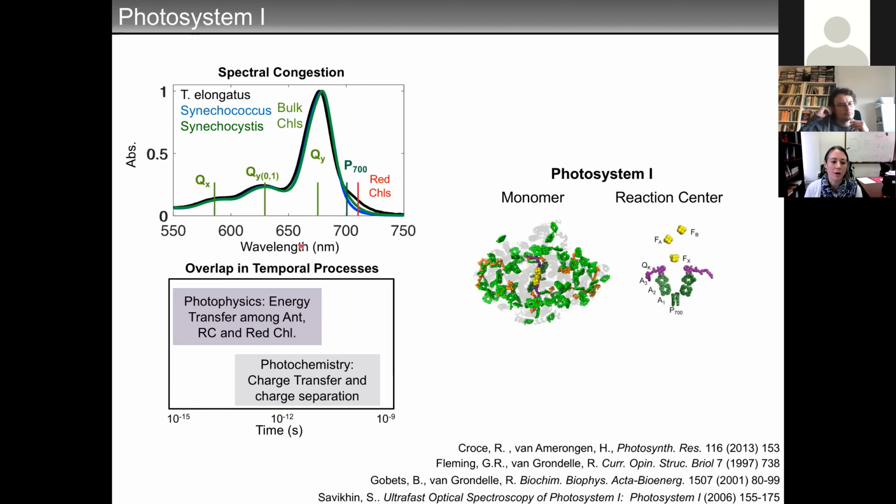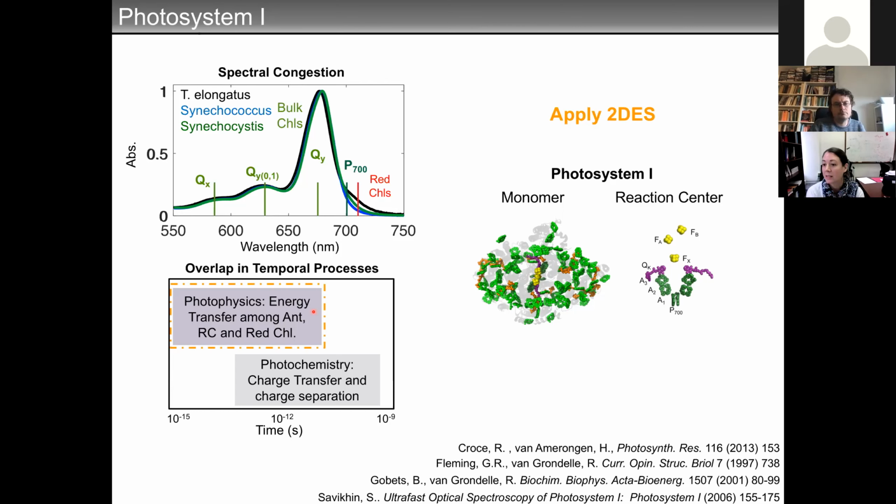There's also overlap of temporal processes. In photosystem 1, you can't actually decouple the reaction center and the light harvesting antenna. So you have all of these chlorophylls stuck together. You have energy transfer occurring among the antenna chlorophyll and the reaction center chlorophyll, and also the primary photochemistry occurring on the same time scale. So what we're doing in my group is applying 2D electronic spectroscopy to photosystem 1 to try to alleviate some of the spectral congestion, to see if we can get more insight into energy transfer in the system, specifically focusing on these red chlorophylls.